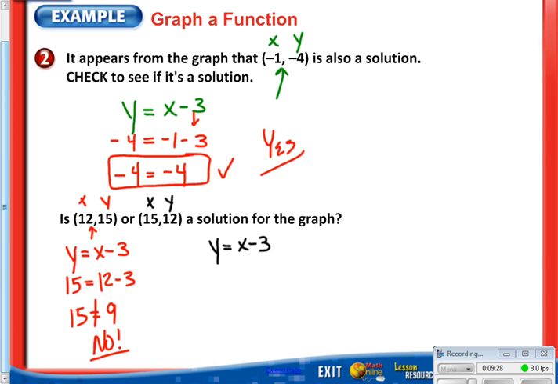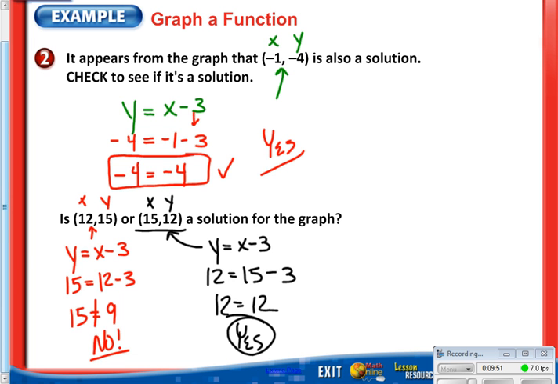The second one we want to know is this (15, 12). Would that ordered pair fall on the line? Is that a solution? Plug the values in. In for y, we'll put in 12 equals, in for x is 15, we're using this ordered pair here, minus 3. 12 equals 12. So yes, that point would fall on the line. It is a solution. Yes, (15, 12) is a solution.